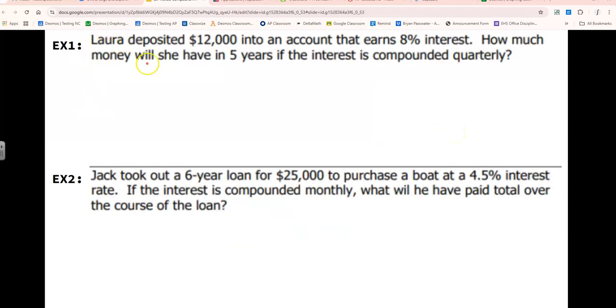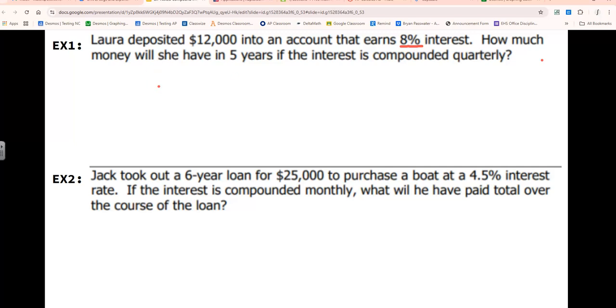Let's look at an example. Laura deposited $12,000 into an account that earns 8% interest. How much money will she have in 5 years if the interest is compounded quarterly? Unless they tell you otherwise, if they give you an interest rate, assume that is your annual interest rate. That's how banks report interest rates. Unless they tell you that you're getting 8% per hour or something, assume that's the yearly interest rate.